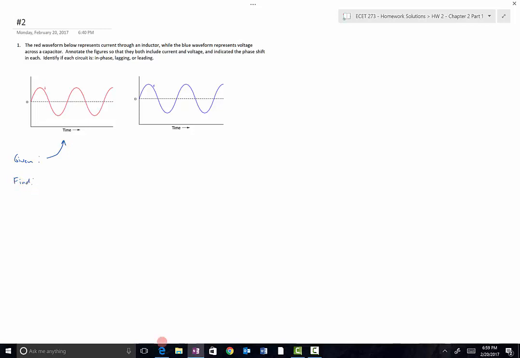Well, we were given current through an inductor here, so we want to find voltage through the inductor. We want to know what the phase shift in that inductive circuit is between voltage and current. And then we want to repeat that exercise for this voltage waveform, so that means we need to find current through a capacitor, and again the phase shift in a capacitor. We also want to determine if those are lagging or leading or in phase circuits. So that's what we're asked to find.